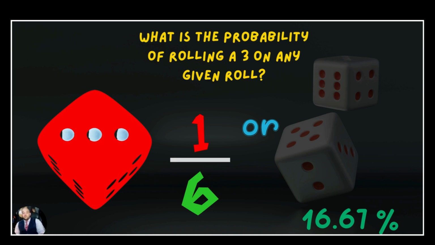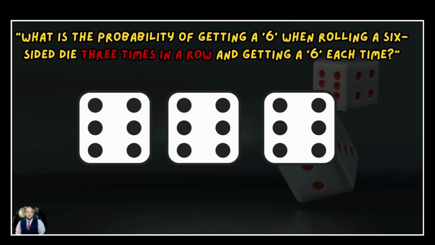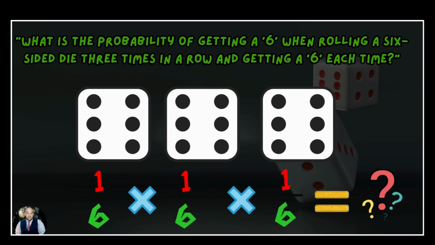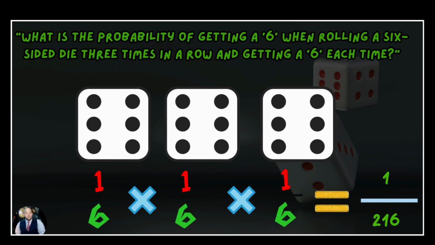So, what is the probability of rolling a 3 on any given dice? Well, it's 1 out of 6. What is the probability of getting a 6 when rolling a 6-sided dice 3 times in a row and getting a 6 each time? Well, essentially, you would have that same probability, 1 out of 6, 1 out of 6, 1 out of 6. Multiply that together, and then you would have your probability. I displayed it as a fraction, but that's as simple as just putting it into a percentage format.